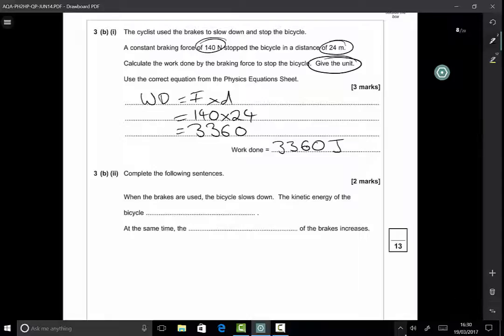When the brakes are used, the bicycle slows down. The kinetic energy of the bicycle, it's slowing down, so it's moving less, the kinetic energy decreases. At the same time, the something of the brakes increases. So we're losing kinetic energy. If we think about it, the energy that's turning into is going to be heat energy. So the temperature of the brakes is going to increase.